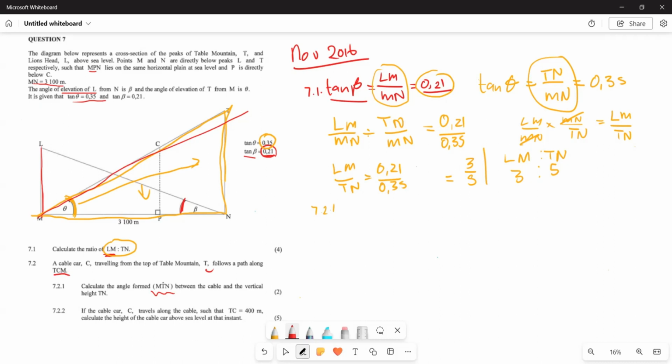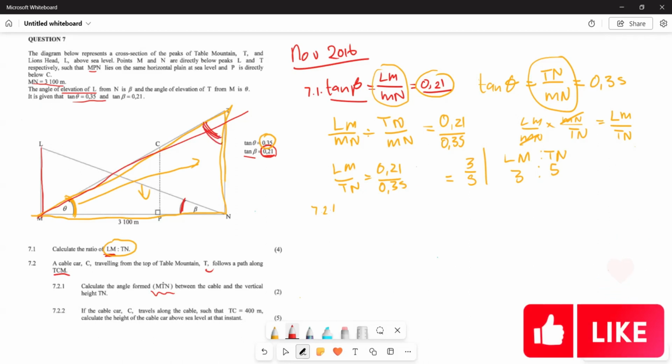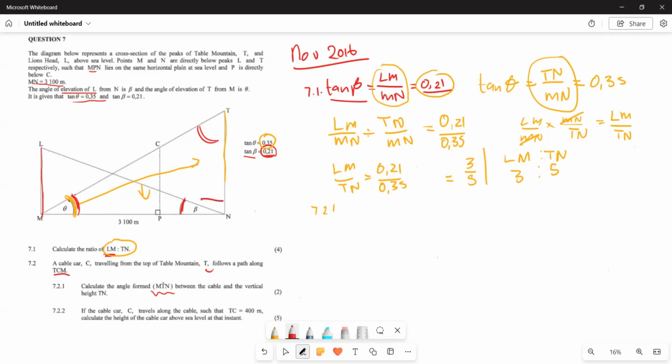So now they want us to calculate this angle formed, because it is an angle formed between your MT and your TN, right? To find this particular angle, in this case we are not necessarily going to find this upper angle. You can start by finding this angle in here, and then come back and find the angle that you are looking for. And remember, don't forget that this is going to be 90 degrees here, right?